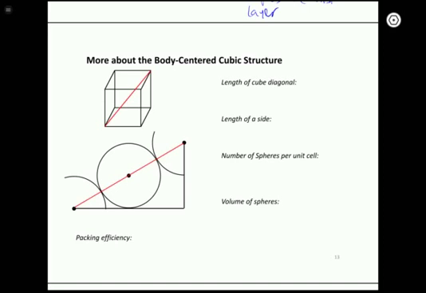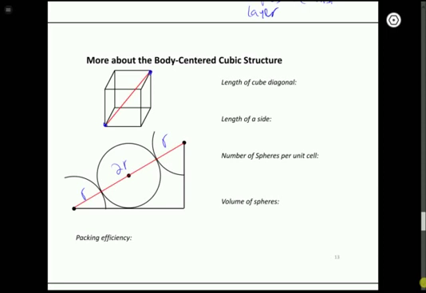So what we're doing here is we're going to take the length of our diagonal from one corner of the cube all the way to the opposite one. That's going to be this red line here. And as we go along the diagonal from corner to corner, we're going to go through the one atom that's in the corner, which is 1 radius. We're going to go through the atom in the center of our cube, which would be a distance of 2r, twice the radius as we go through this atom. And then finally, to get to the opposite corner, we have another atom in that corner, which is another r.